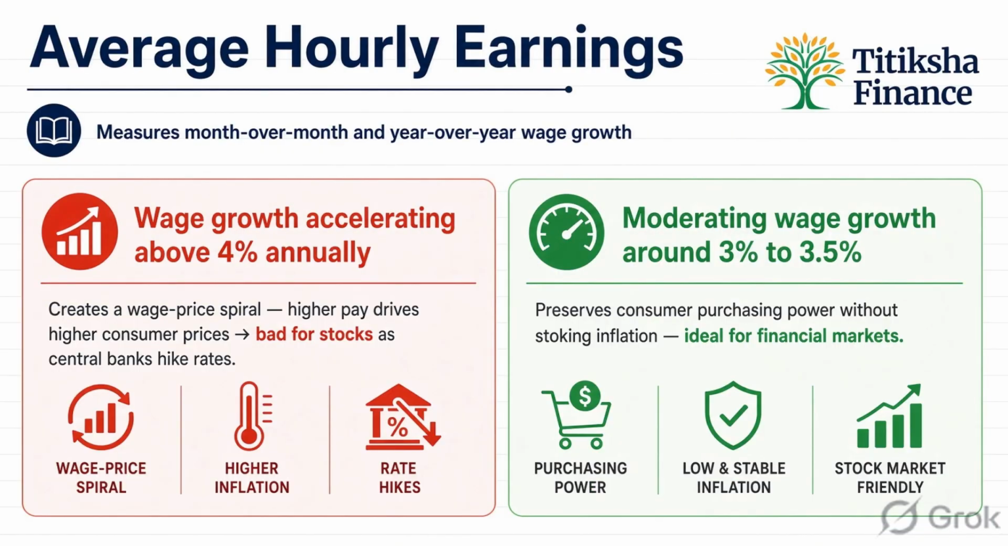Average hourly earnings. It measures month-over-month and year-over-year wage growth. To correlate it with market dynamics, wage growth accelerating above 4% annually creates a wage price spiral, where higher pay drives higher consumer prices, which is bad for stocks because central banks respond with rate hikes. Moderating wage growth around 3% to 3.5% preserves consumer purchasing power without stoking inflation, which is ideal for financial markets.